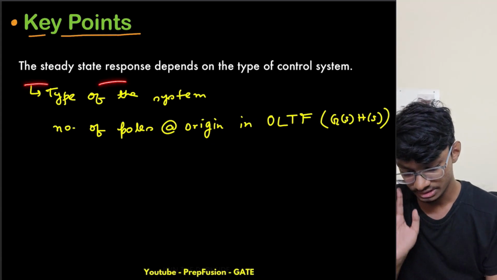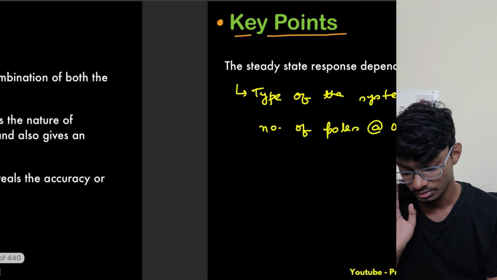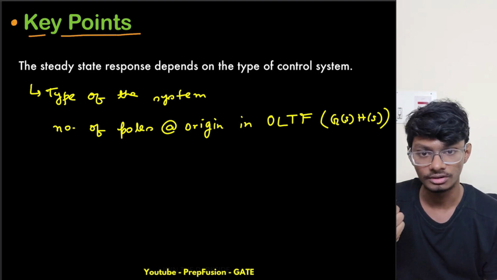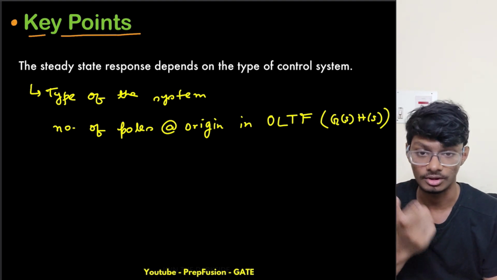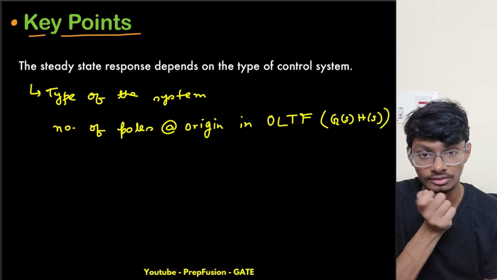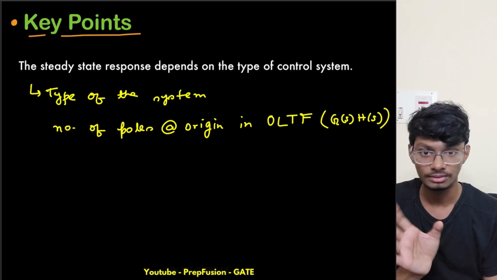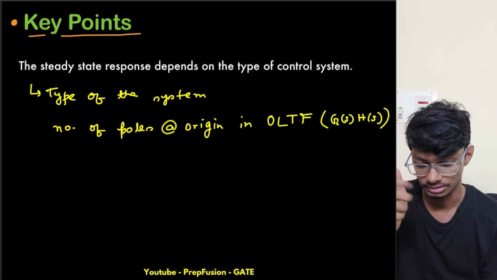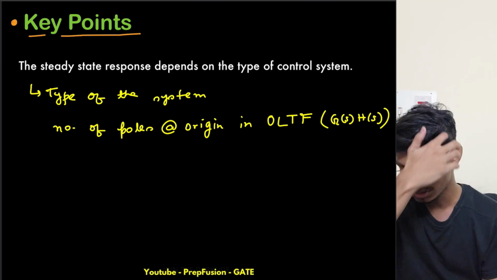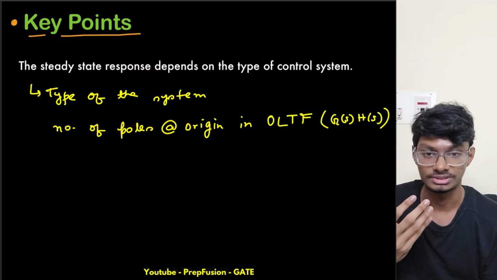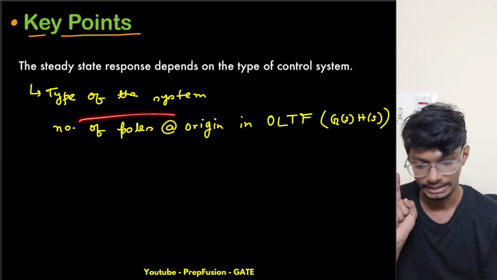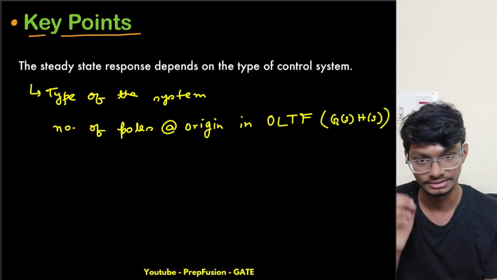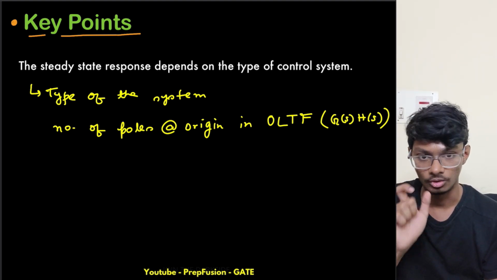Now the steady state response depends on the type of control system. So if it is a type 1 control system, how will my error be? If it is a type 0 control system, how will my error be? The steady state error also depends on the order of the input. But the steady state response basically will depend on the type of the system, whether it is type 0 or type 1. By type, we know it is the number of poles at the origin in the open loop transfer function. So this is what my steady state response means. I hope you got that point.